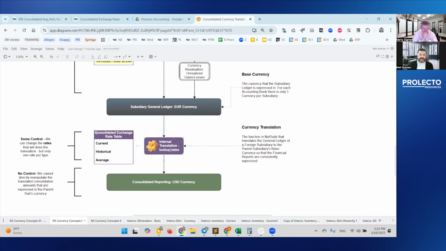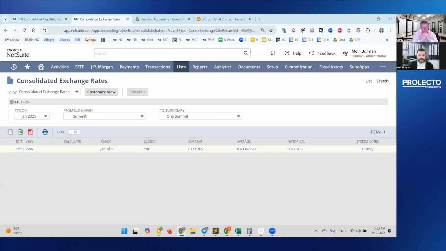So the way it does it is, as you mentioned, Marty, it's got these internal tables, and that's this table right here, where we're looking at one period. And then there are these three rates in here: current, average, and historical. And this is something that GAAP, general accounting principles, require. International accounting principles have similar rules around this. Certain account balances need to be translated at a different rate.